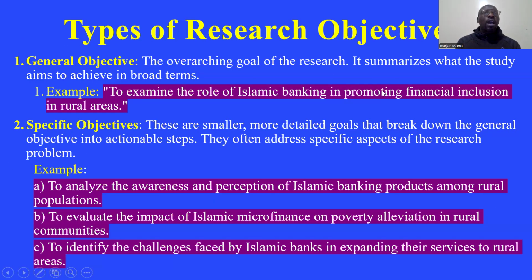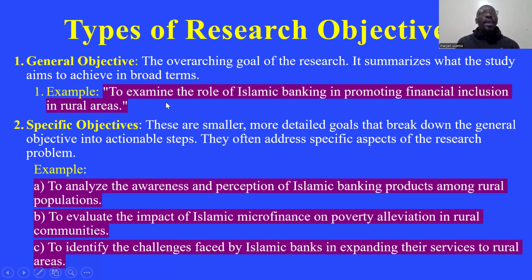Now, what is the general objective? This is the overarching goal of the research. This is the الهدف العام. So we have الهدف العام and الأهداف الخاصة. So this is the overarching goal of the research. It summarizes what the study aims to achieve in broad terms. The key word is broad terms.